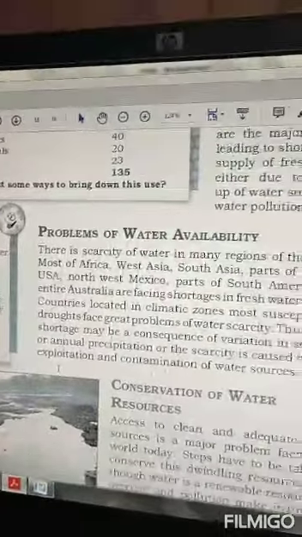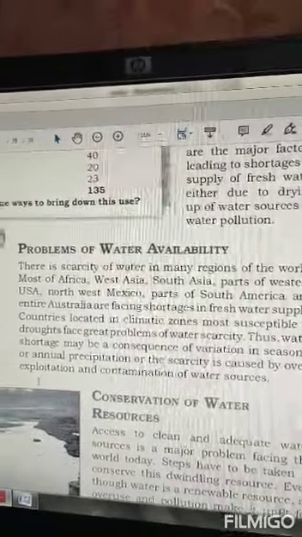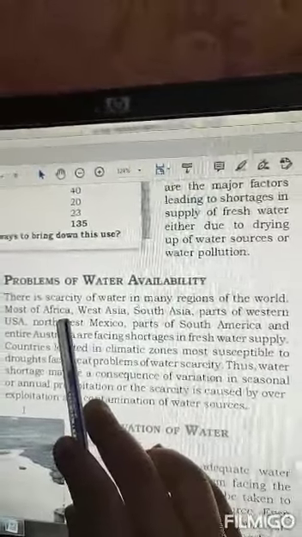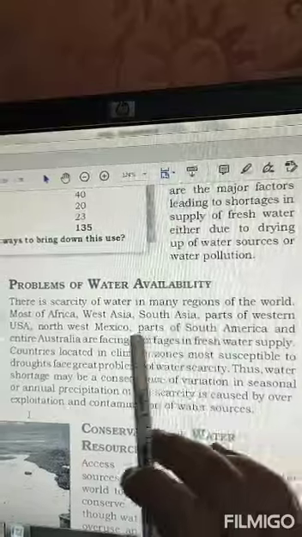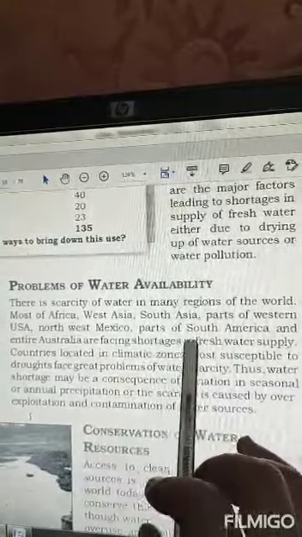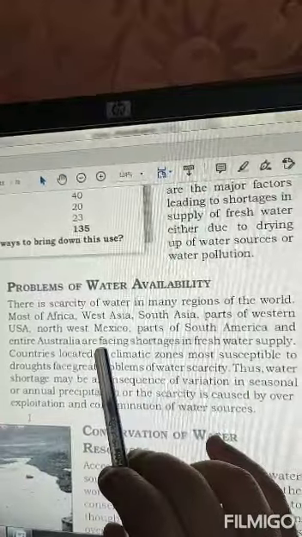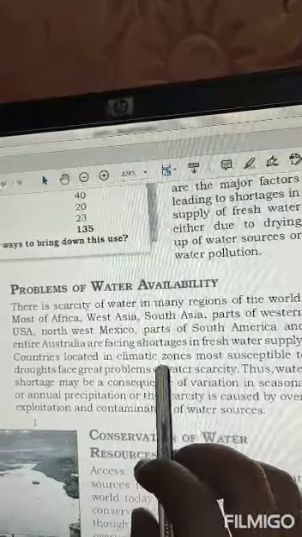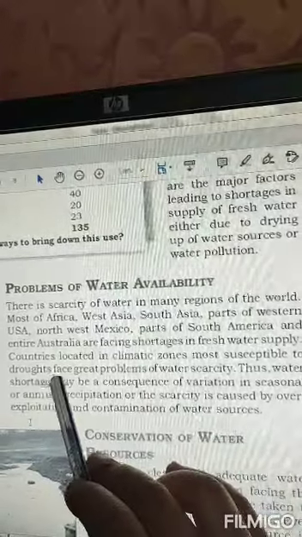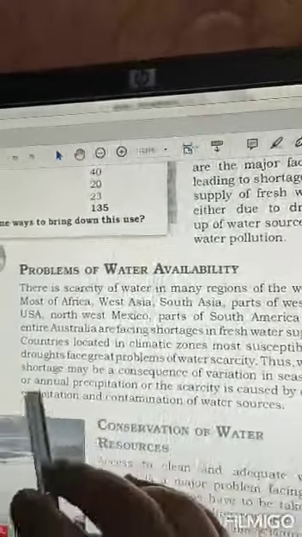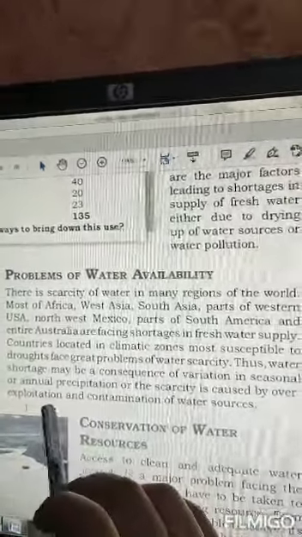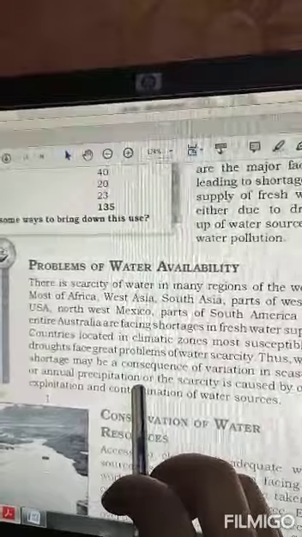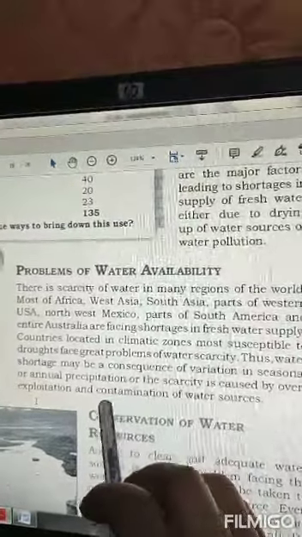Problems of water availability. Many water resources have dried up. There is scarcity of water in places like Africa, West Asia, South Asia, parts of Western USA, Northwest Mexico, parts of South America, and the entire Australia. They are facing water shortages, and there are many countries located in such climatic zones that they face drought every year in summers. India also comes in such a climatic zone. Many parts of India face shortage of water during the dry season.